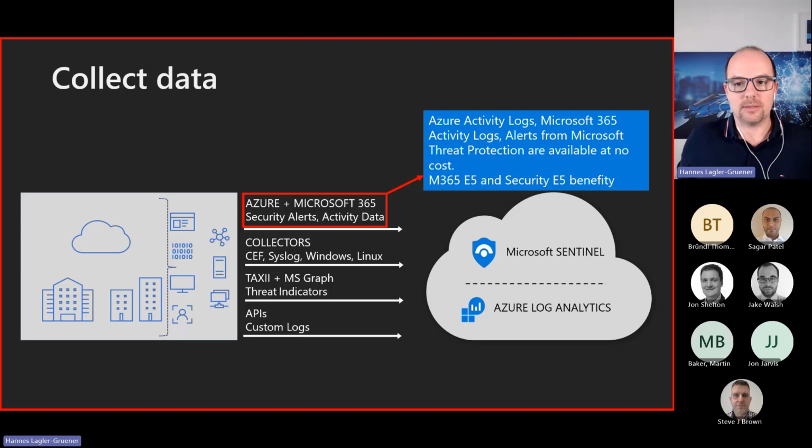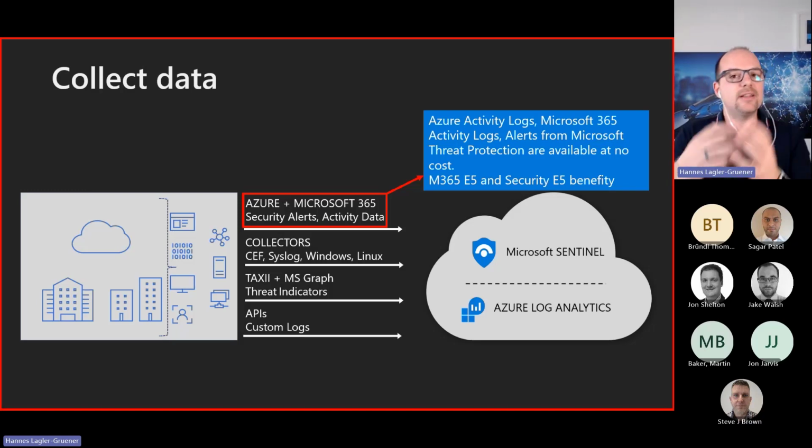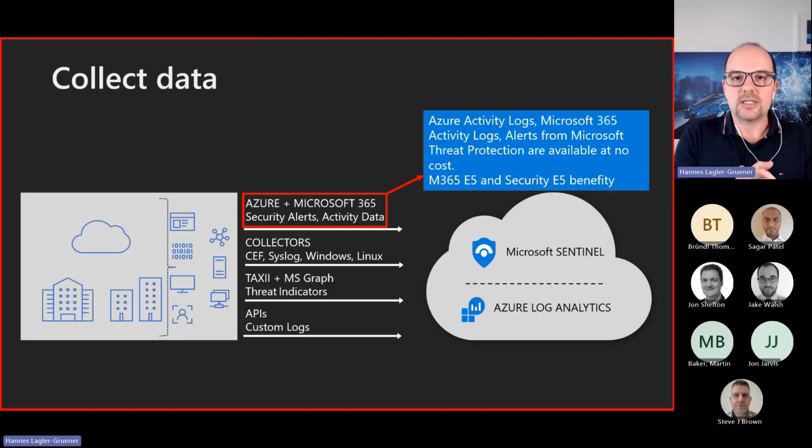When we talk about Microsoft 365, you can ingest the activity log data from Exchange Online, from Teams, from SharePoint, for example. And when we talk about Microsoft Threat Protection or the Defender suite, you can ingest the alerts for free. This is the really, really important part here: only the alerts are for free, so the security alerts are for free, not the raw data.